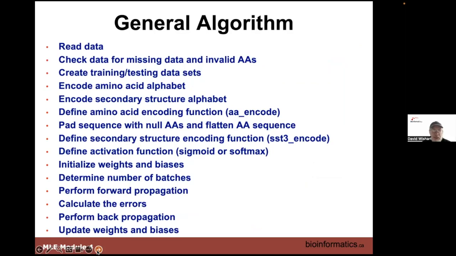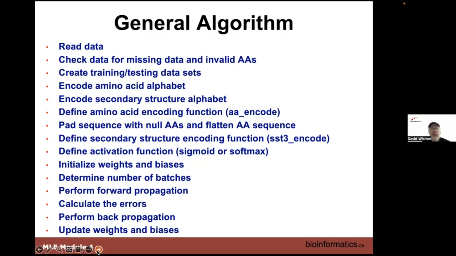So we read the data, we check the data. In this case, we're going to look for missing data or invalid amino acids. So you don't have Z's as amino acids, you don't have X's, we don't have B's as amino acids. So that's something we could check. But we have to create our training and testing set, so we divide it 70% and 30%.